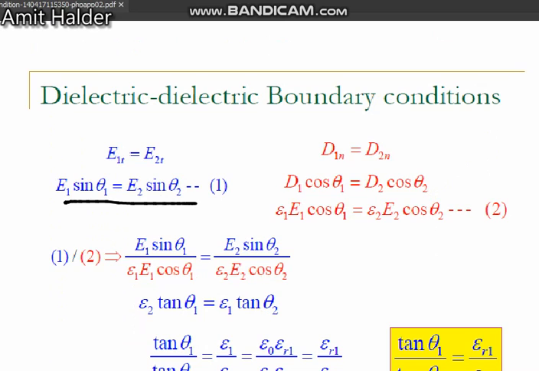So we can find this equation number 1, d1 cos theta 1, d2 cos theta 2 here. And if we apply the equation d is equal to epsilon e, you can write d1 is equal to epsilon 1 e1 cos theta 1, and d2 is equal to epsilon 2 e2 cos theta 2. And if we divide equation 1 and 2, we can find e1 sin theta 1 divided by epsilon 1 e1 cos theta 1 is equal to e2 sin theta 2 divided by epsilon 2 e2 cos theta 2.